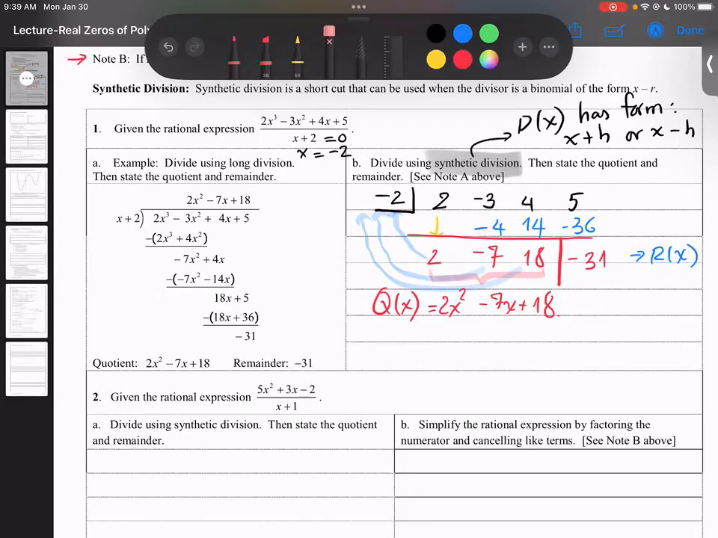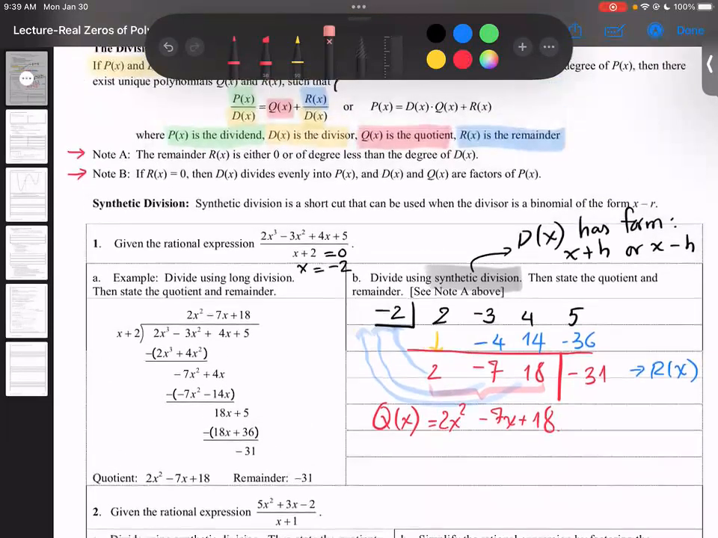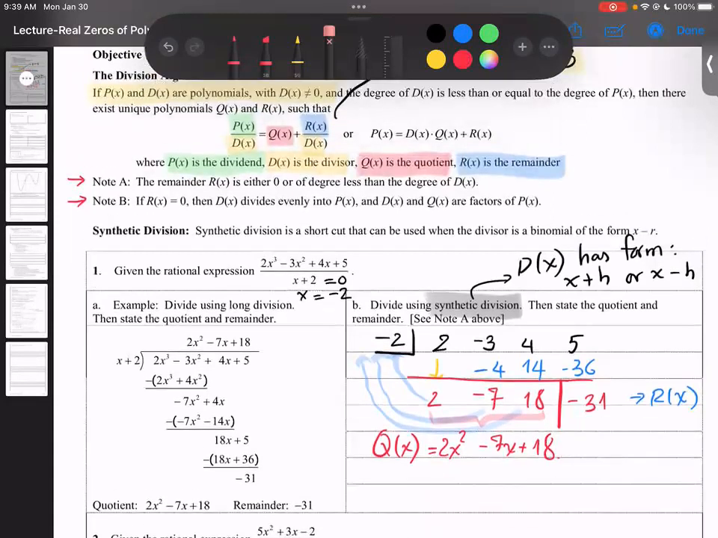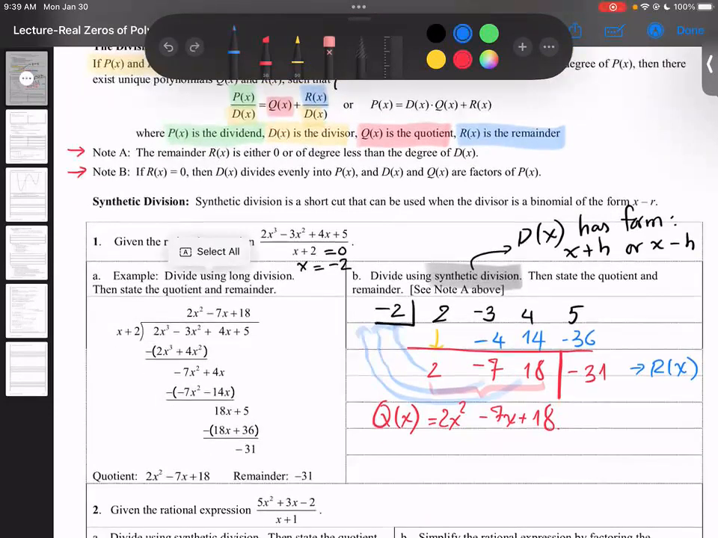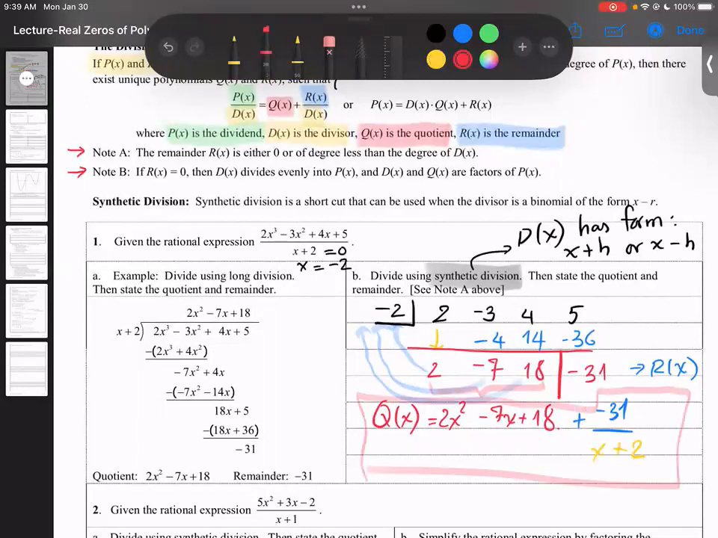Am I finished with my answer? No, right? You're going to write it in this form. Remember what I said, that form, right? So since you have a remainder, you're going to add it. So plus negative 31 divided by the divisor, which is, what's the divisor here? x plus 2, right? Not negative 2, x plus 2, the original divisor. And that will be your complete answer.